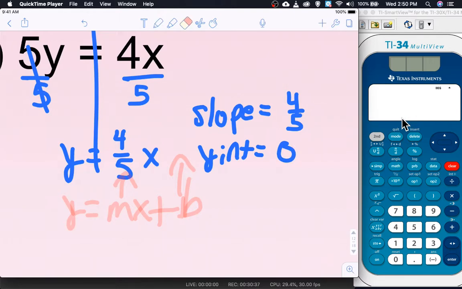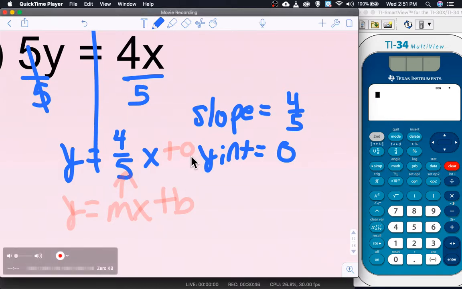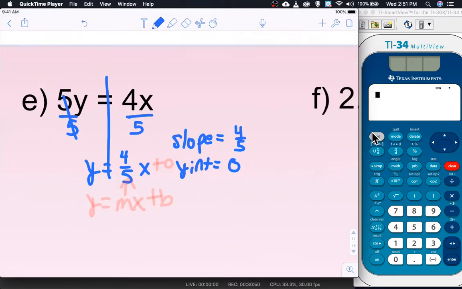I don't have it. It's a ghost. I mean, I could put a plus 0 here, but that's what it would be. It's the number without a variable. It's the constant. This is my y-intercept, which there is none, so it's 0.